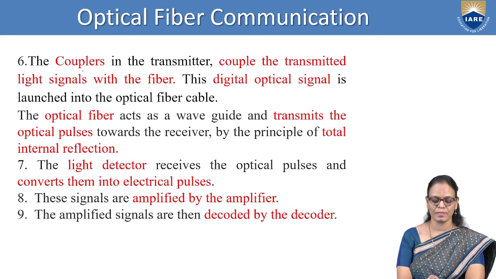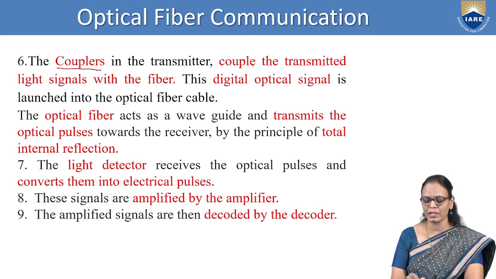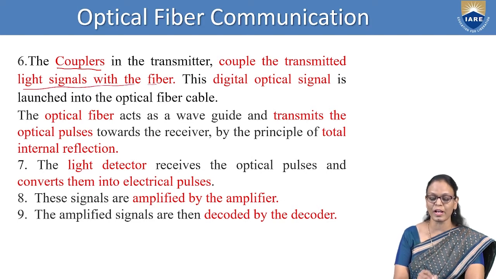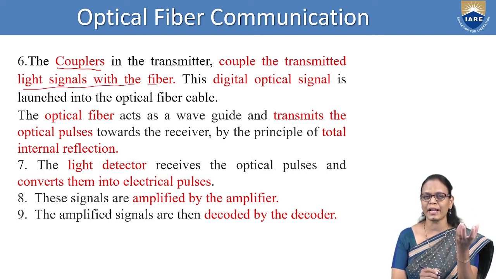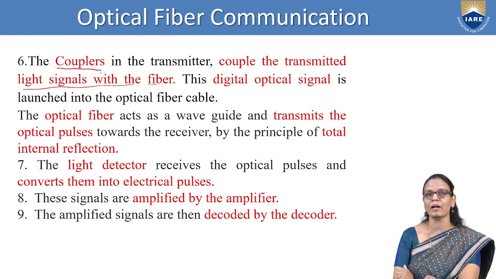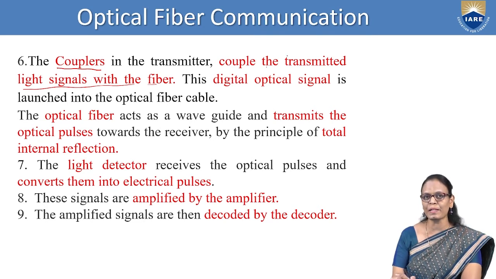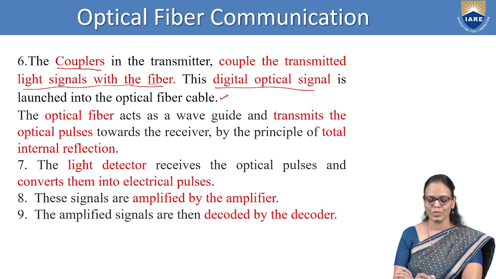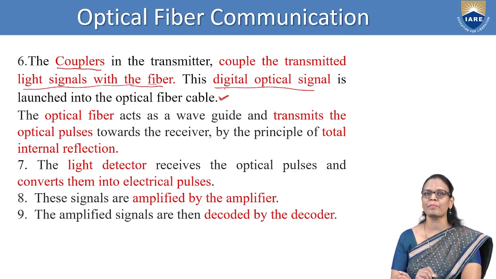Now comes the couplers. Couplers in the transmitter couple the transmitted light signals with the fiber. So whatever light we have that is encoded with the help of the drive circuit, we are coupling it, and we are making the light pass through the optical fiber now. So we need couplers. The couplers will couple the transmitted light signals with the fiber. And the digital optical signal is launched into the optical fiber. So the function of these optical couplers will be to launch it successfully into the optical fiber cable.